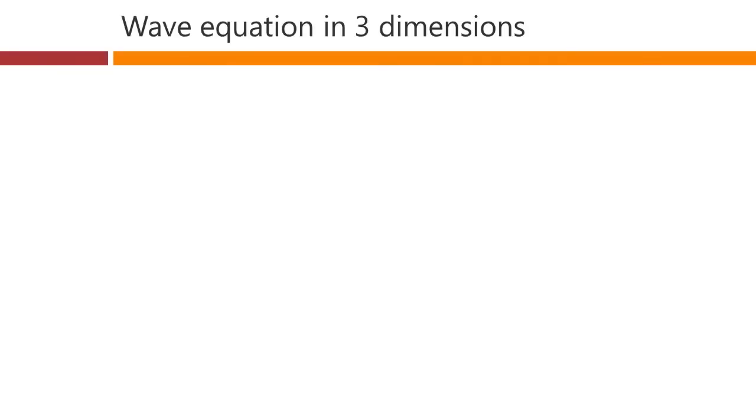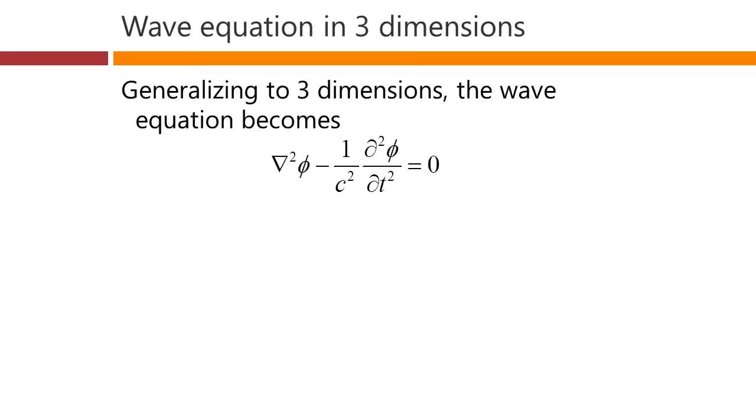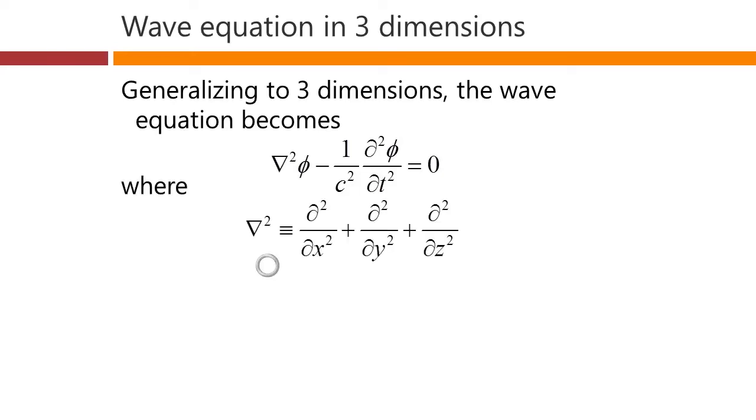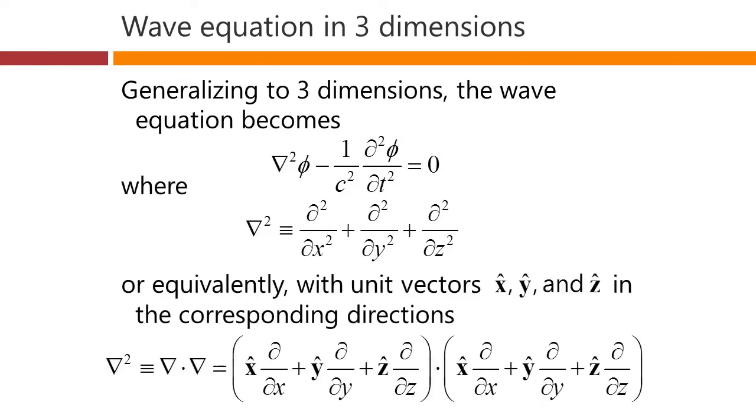So let's look at the wave equation in 3 dimensions. We can generalize what we had before. Now we're going to use the gradient squared operator, the del squared operator, in our 3-dimensional wave equation. And we remember that this del squared operator is the sum of these second derivative operators, partial d2 by dx squared plus partial d2 by dy squared plus partial d2 by dz squared.